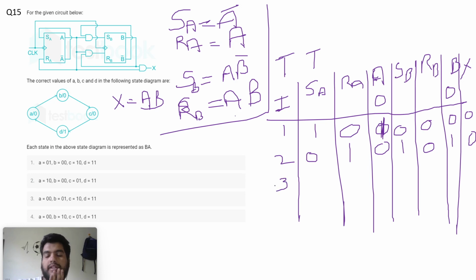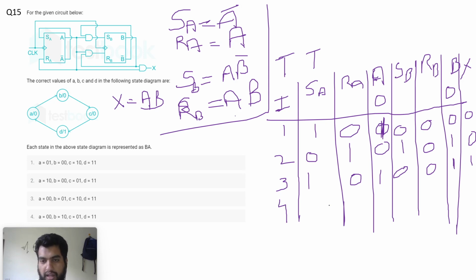Now state 3. A, so I write 1, 0, and output will be 1. SB is equal to AB complement, so A is equal to 0, B complement is equal to 0, so it will be 0, and this will be 1. This will be 0 also. AB, A is equal to 0 and B is equal to 1, so 0, so this will be as it is, so it will be 1, and my output will be 1. AB is equal to 1.